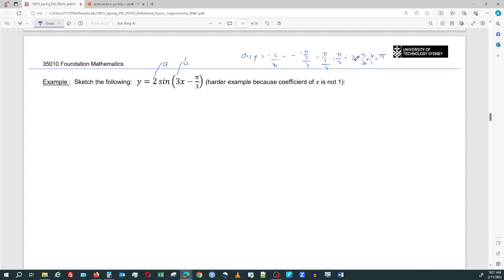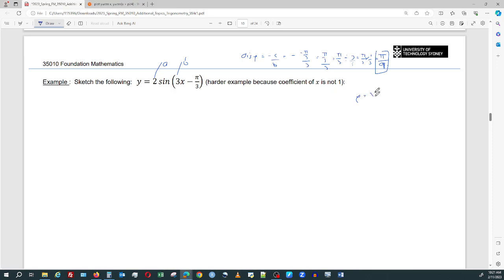Now, have I done that correctly? No, I didn't, because I didn't flip it. So there you go. It pays to be observant, doesn't it? That's 3 over 1. So that's times 1 over 3. So the displacement's pi over 9. Get your facts straight. Pi over 9.